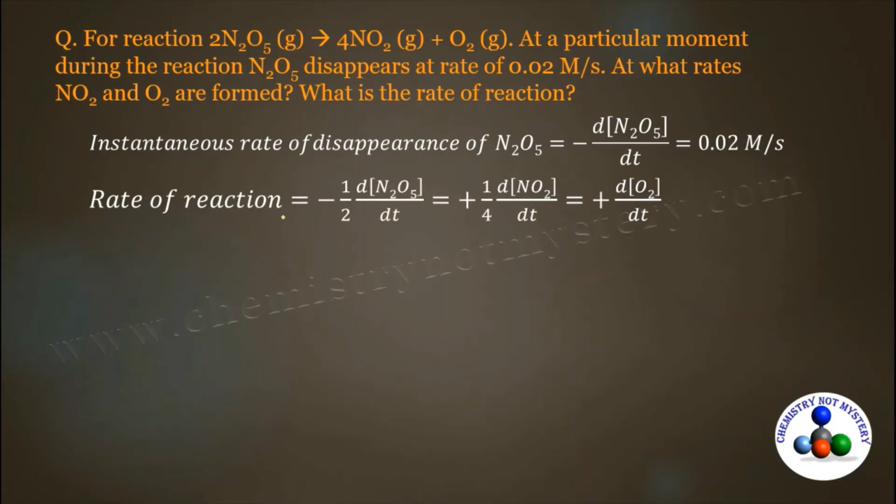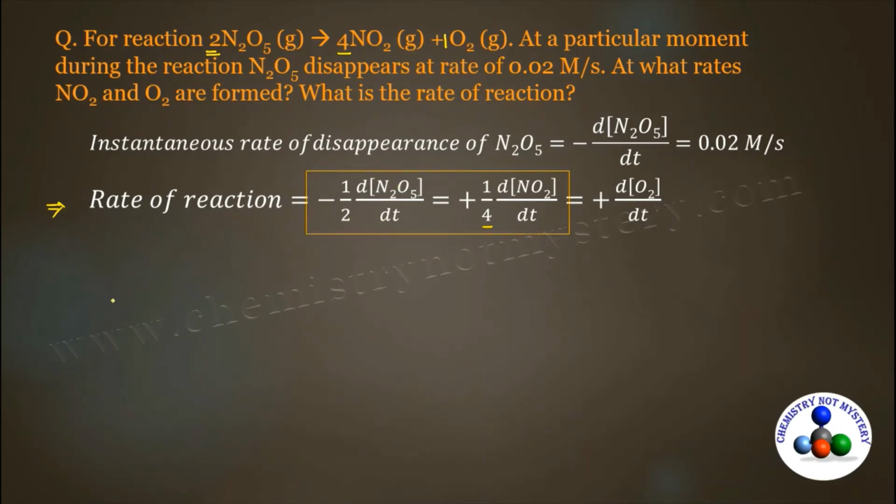For the given equation, you can write the rate of reaction as minus 1 by 2 d N2O5 over dt, or it can be equal to plus 1 by 4 dNO2 upon dt, or it can be equal to dO2 over dt. Here 2 is the coefficient of N2O5. Here 4 is the coefficient of NO2. And in front of O2, nothing is written. That means there is 1. So from the rate of reaction, you can get this relation.